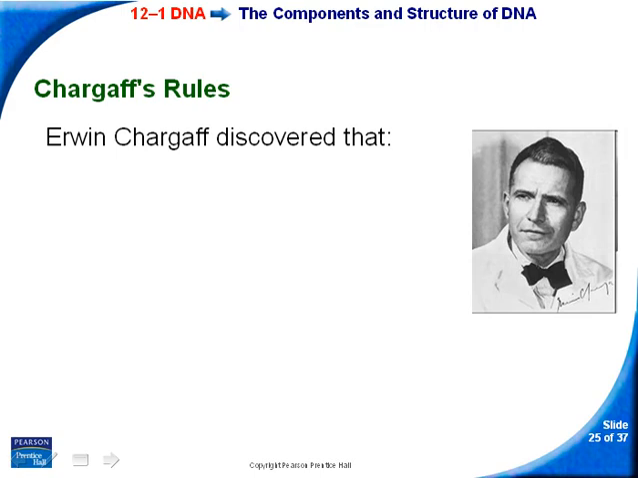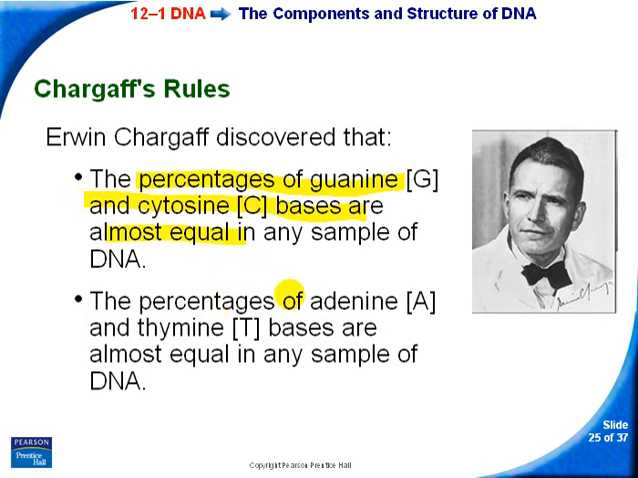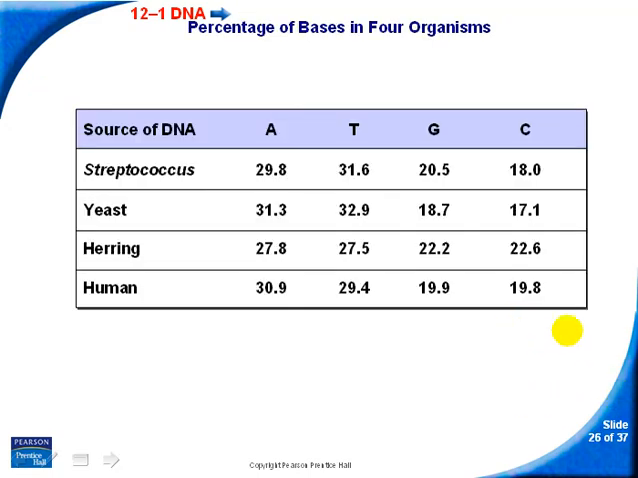Now, Erwin Chargaff discovered that the percentages of guanine and cytosine bases are almost equal in DNA, and he found that the percentages of adenine and thymine are almost equal in any sample of DNA. And here's some data that was discovered, and you can see there are four different organisms here: yeast, herring, human, streptococcus, and you can see that the percentages of adenine to thymine are pretty close, and guanine to cytosine are pretty close. They're in the same neighborhood, and you can see that if you look through all the columns.